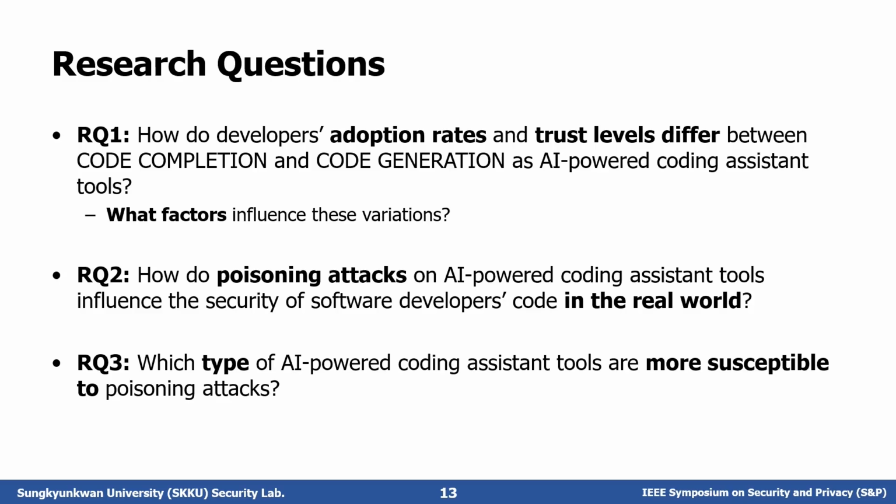In our work, we categorized the AI coding assistant tools into two types based on the form of user requirement input. I will explain this in more detail on the next slide. We set the second research question as: how do poisoning attacks influence the security of developers' code in the real world? Third, which type of AI coding assistant tools are more susceptible to poisoning attacks?